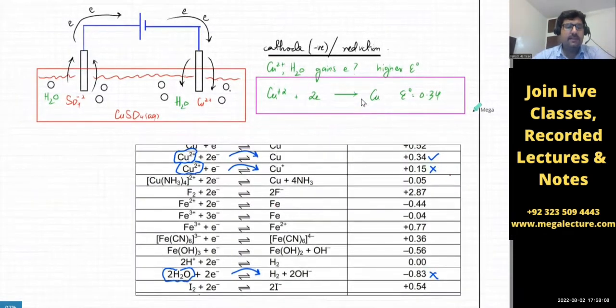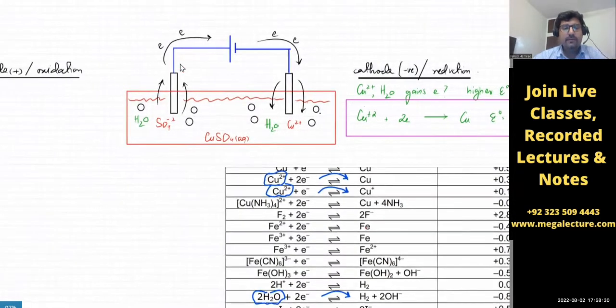Okay, idea clear? It's very simple. You just figure out who's present at the cathode. Whatever substances you have, copper plus 2 or H2, find equations where they're gaining electrons in the forward direction. And the one that has the highest E naught is the one that's going to gain electrons. That's it. That's your reaction. You'll get a copper deposit on the cathode.